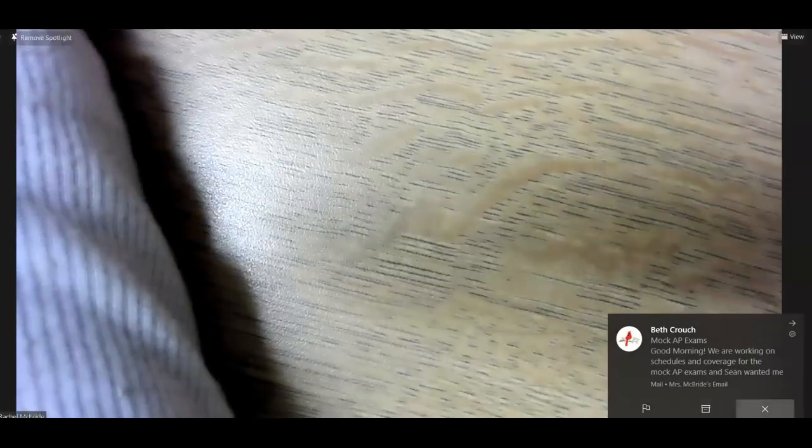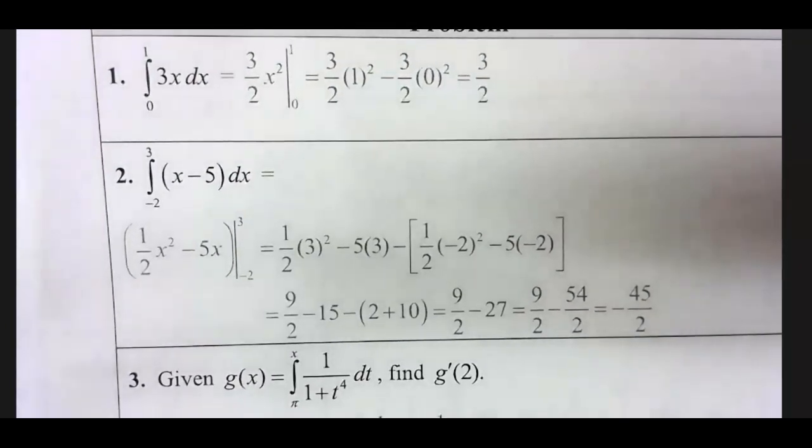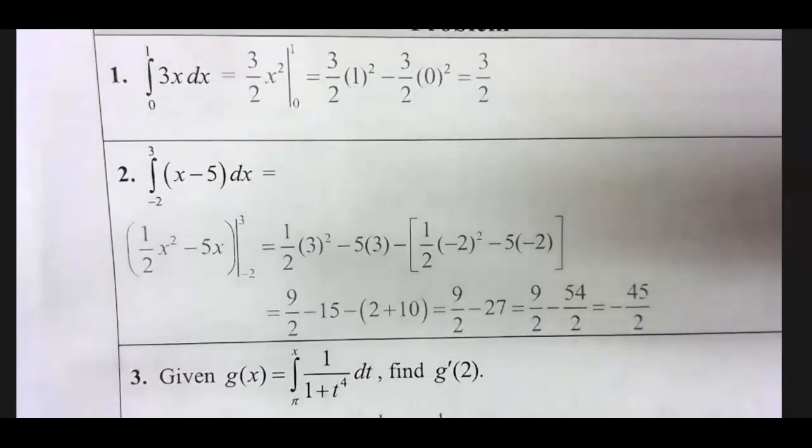And then it said to cross off the value of the numerator of your answer. So you crossed off 3 from the 0 to 9. So the answer to 1 was 3/2, and that made you cross off 3. The answer to number 2 was -45/2. And then it said to cross off the sums of the numerator, so you crossed off 9.